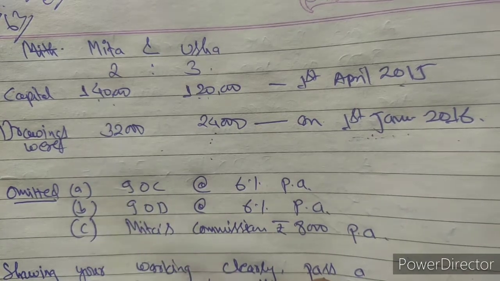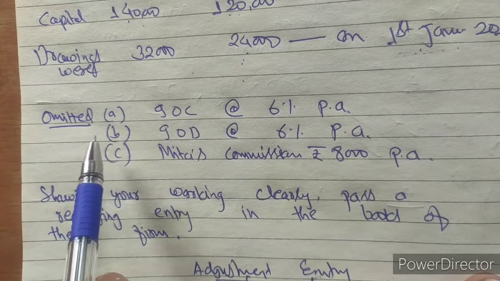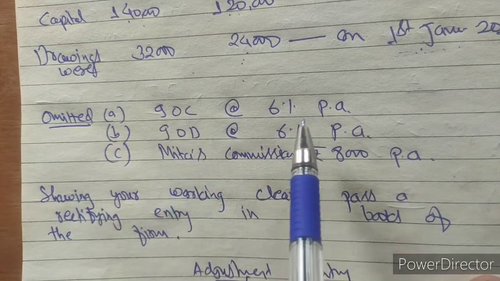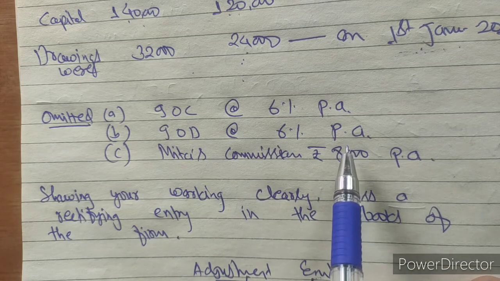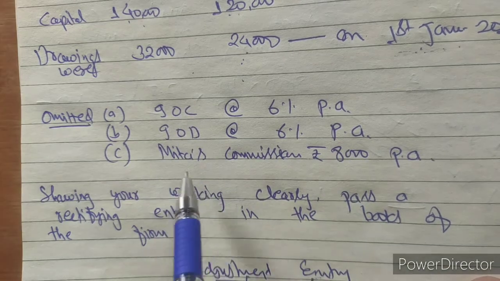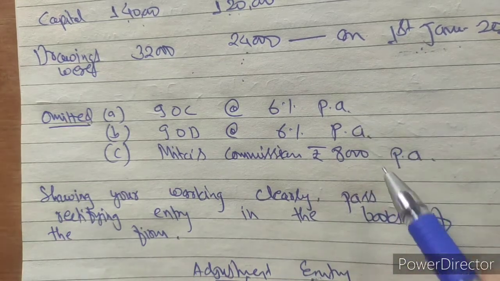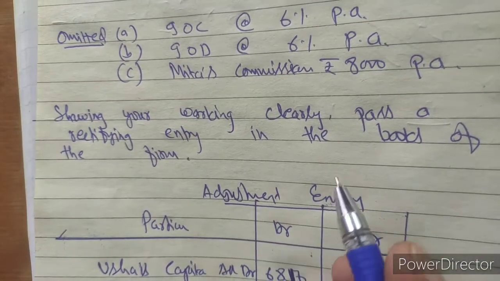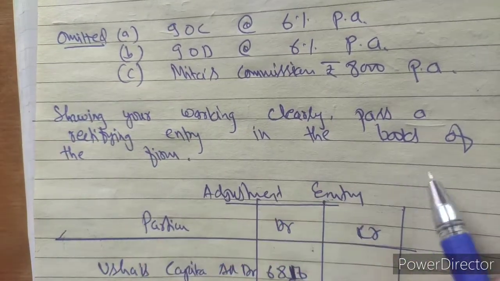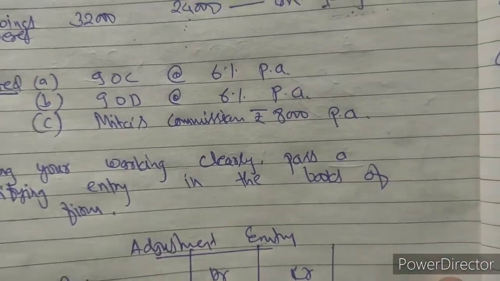Okay, this question is clear to you. Further, what we see is that they have omitted interest on capital at the rate of 6% per annum, interest on drawing at the rate of 6% per annum, and Mita's commission of 8,000 per annum. They have not given these things. These 3 things they have omitted. Now we have to give these 3 things. So you are asked to pass a rectifying entry in the books of the firm. For this, what we have to do is pass an adjustment entry.